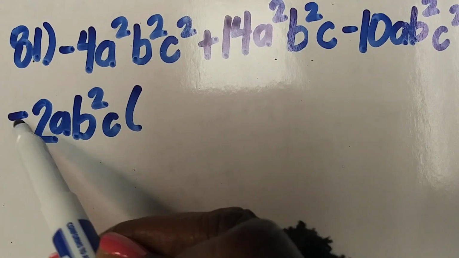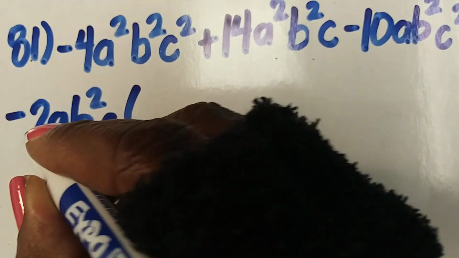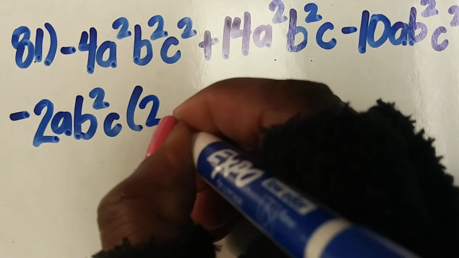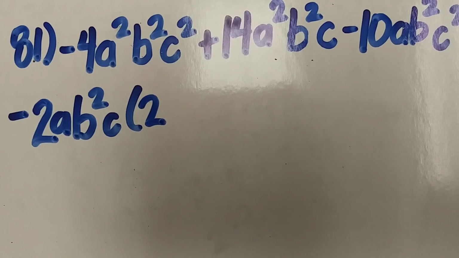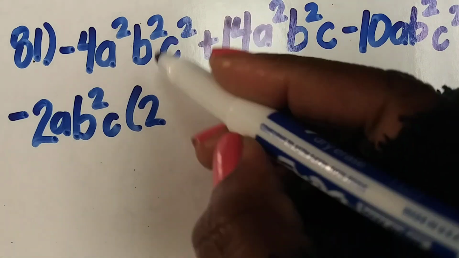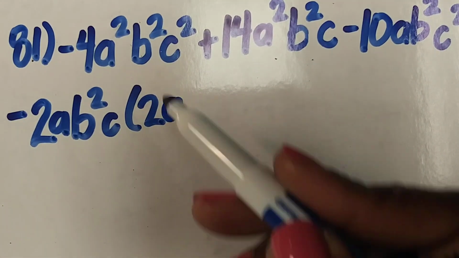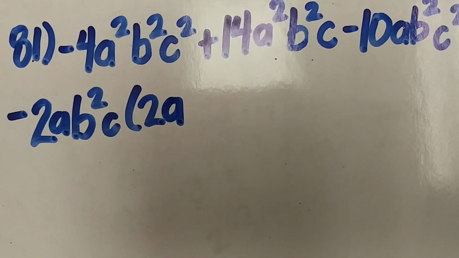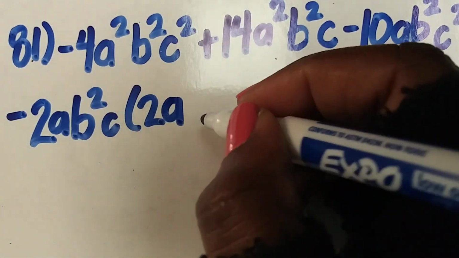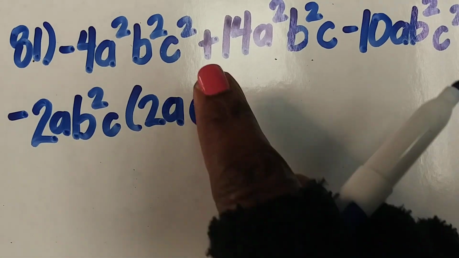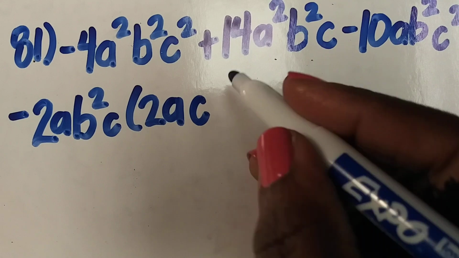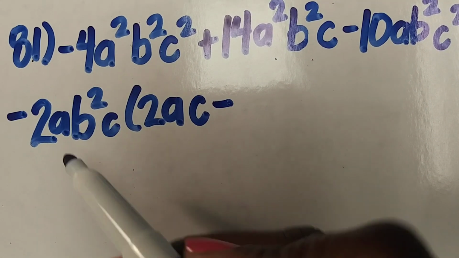We know that 2 goes into 2. 2 goes into 4 2 times. When I'm dividing, I subtract my exponents. So 2 minus 1 is A. 2 minus 2 is no B's. 2 minus 1 is a C. A positive divided by negative is a negative.